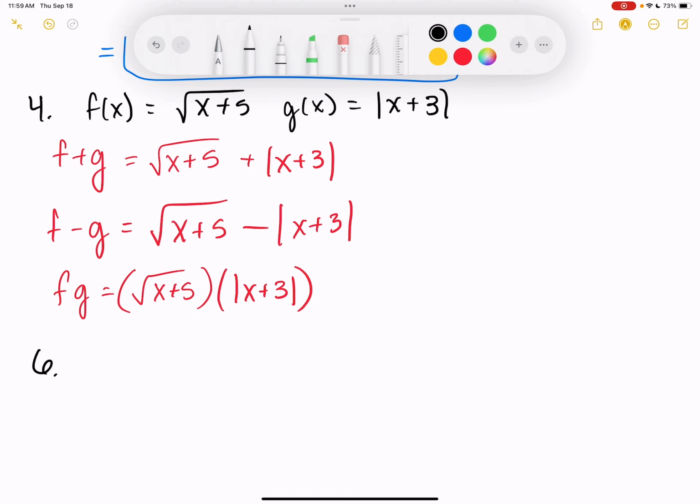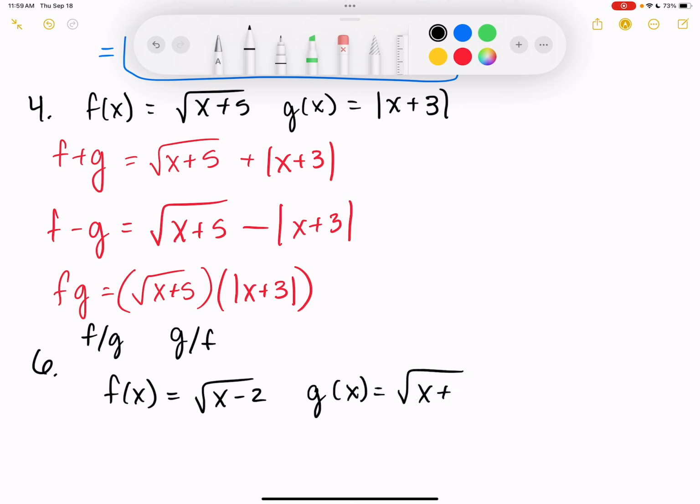All right, number 6, we're doing now f divided by g and g divided by f. So f of x is equal to the square root of x minus 2. g of x is equal to the square root of x plus 4.